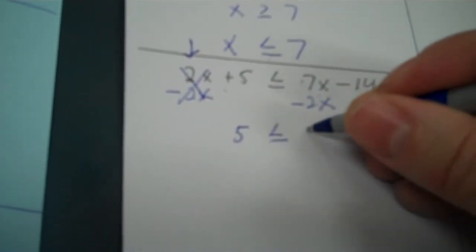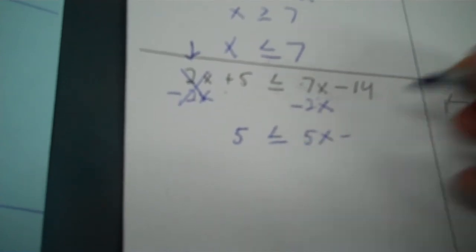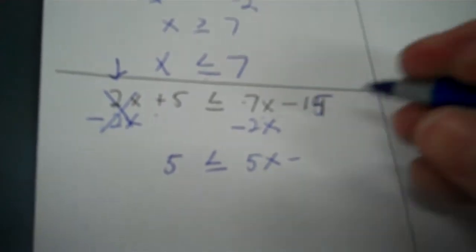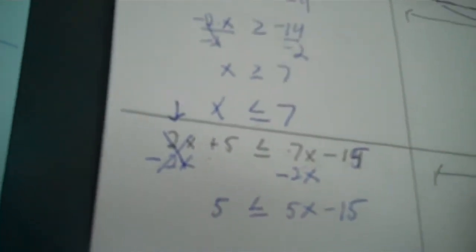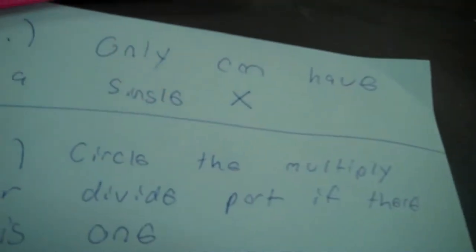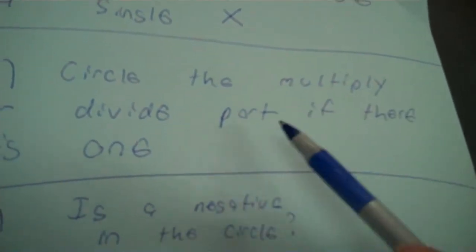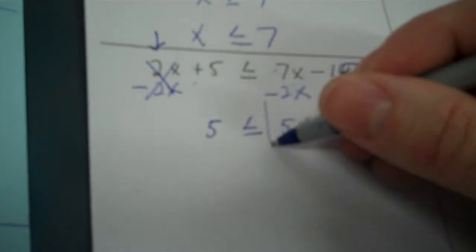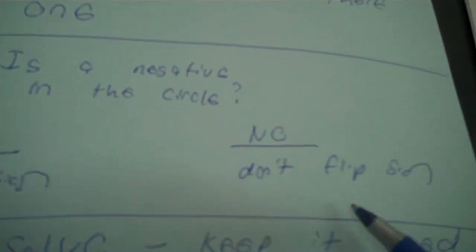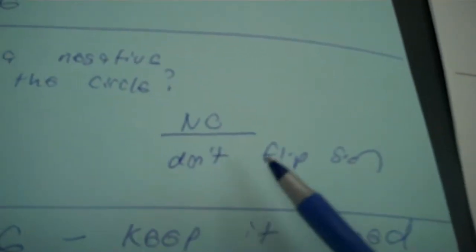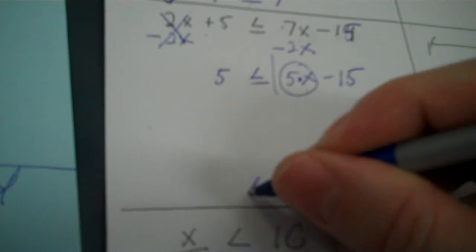7 minus 2 is 5x minus, I'm gonna switch that 14 to a 15 because I want to, minus 15. Okay. Now circle the multiplication divide part if there is one. Okay, so this is where the x is at. It has multiplication. I circle that part. Is there a negative in the circle? No, there's not, so don't flip the sign. Keep it the same.